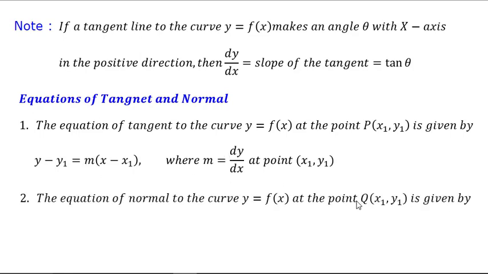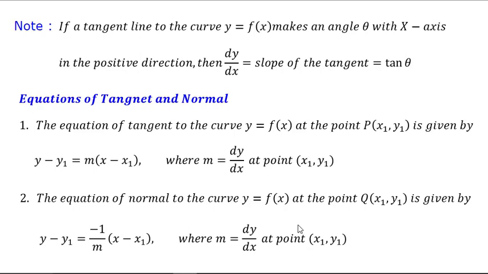Similarly, the equation of normal to the curve y equal to f(x) at the point Q(x1, y1) is given by y minus y1 is equal to minus 1 upon m into (x minus x1). Here also m indicates dy/dx at the point (x1, y1), that is slope of tangent at the point (x1, y1).